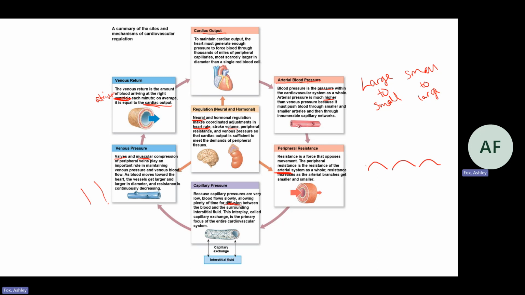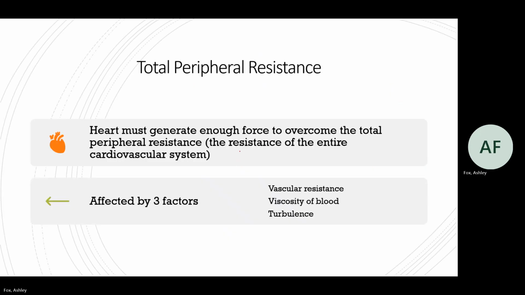Stroke volume is the amount of blood that's actually leaving the heart per beat. And then looking at peripheral resistance is going to be a major one that we can look at. So again, we'll look at that next. That's going to significantly affect flow going through your arteries. And then looking at venous pressures.